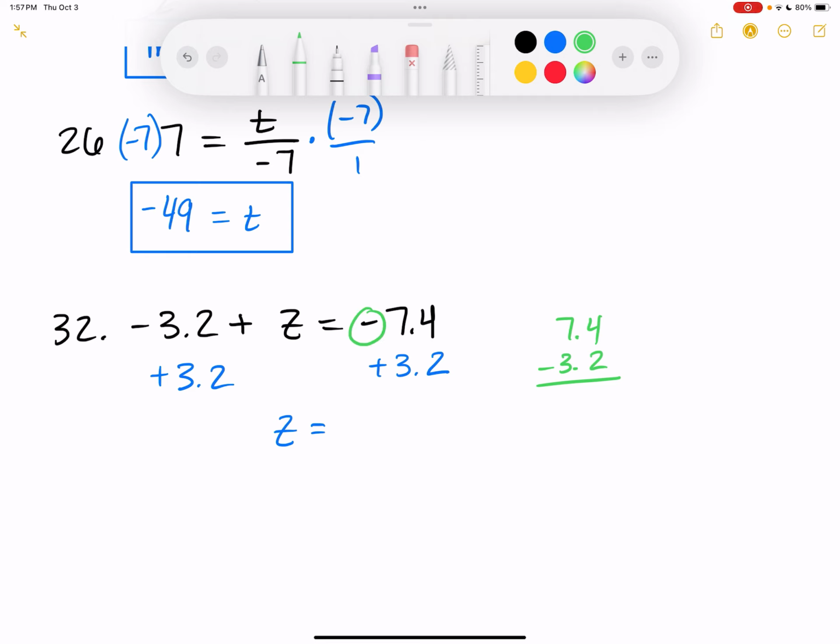So 7.4 minus 3.2 is going to be 4.2. And then it's negative because 7.4 was bigger. So just make sure that you're paying attention to that, because a lot of you seem to know what you were doing but then put the wrong sign on things. So just make sure we watch for that.